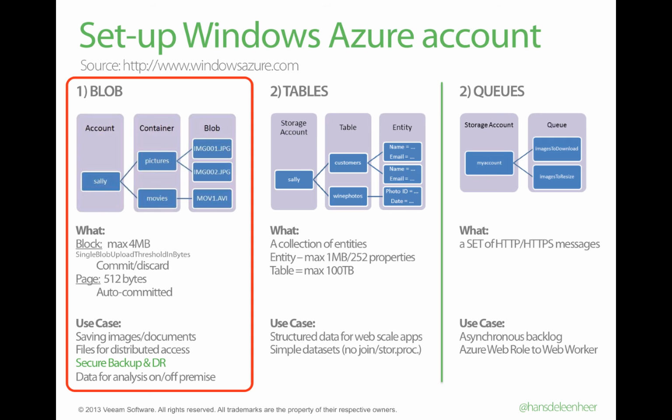going to focus primarily on block blobs, which are 4 megabytes maximum by default, but you can alter that to 32 megabytes or 64 megabytes, for example, by changing the property single blob upload threshold in bytes. So this was the technical part behind every type of storage within your Windows Azure account.